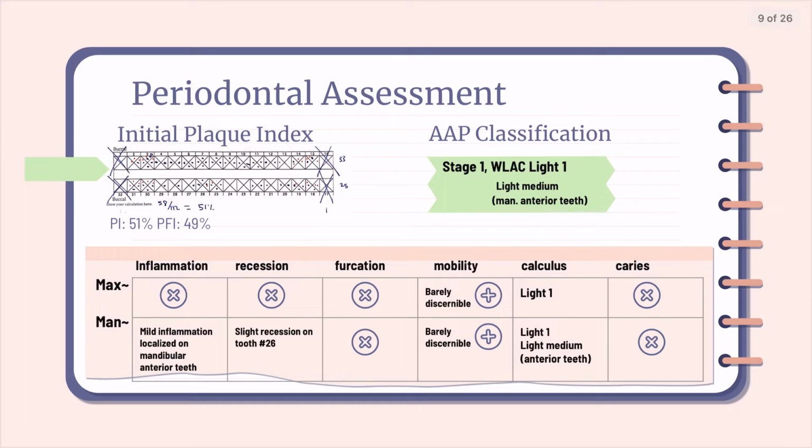Regarding inflammation, on her mandibular she did have localized inflammation on the mandibular anterior teeth, slight recession on tooth number 26. Mobility was barely discernible. And then I would classify her calculus as light 1 for maxillary, and light to medium, localized on her anterior teeth. AAP classification was stage 1, calculus code light 1, light to medium on her mandibular anterior teeth.